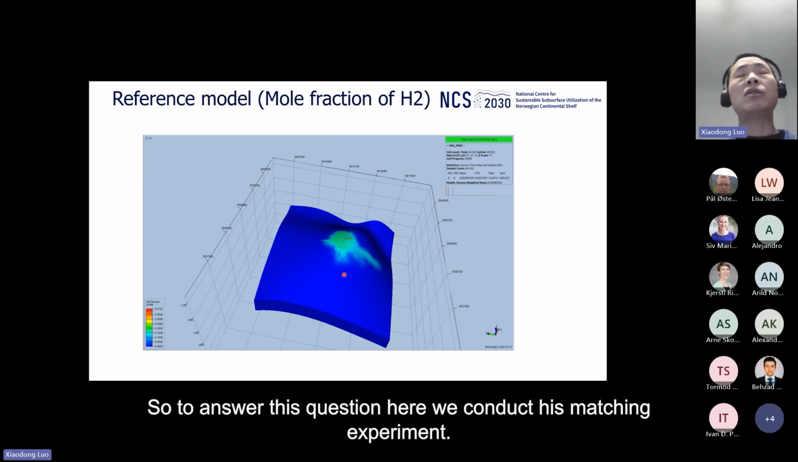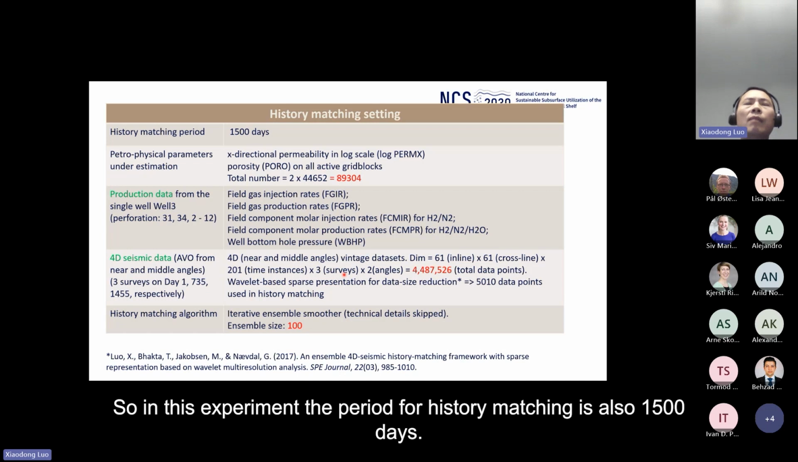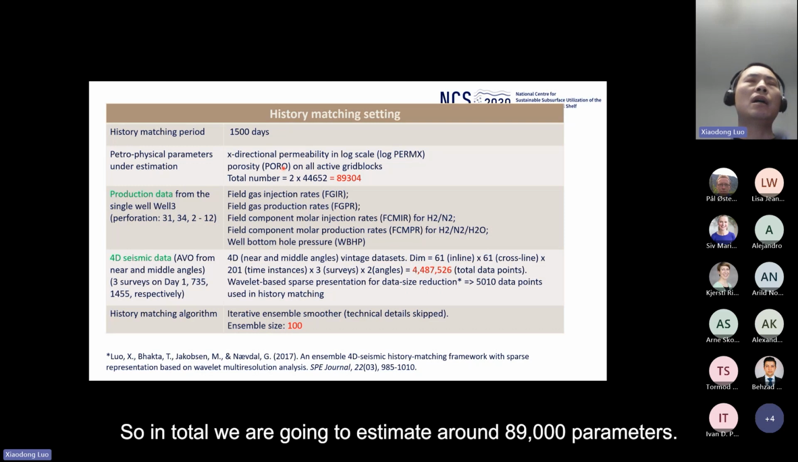To answer this question, here we conduct a history matching experiment. In this experiment, the time period for history matching is also 1,500 days. Then we are going to estimate two types of petrophysical parameters, that is, the X directional permeability and porosity on all active grid blocks. So in total, we are going to estimate around 89,000 parameters.